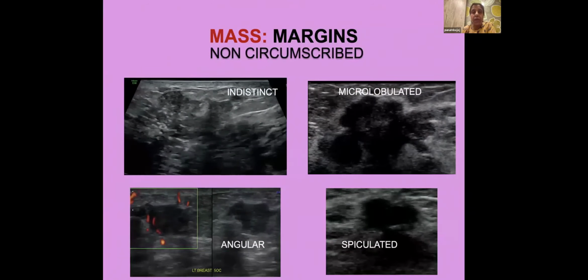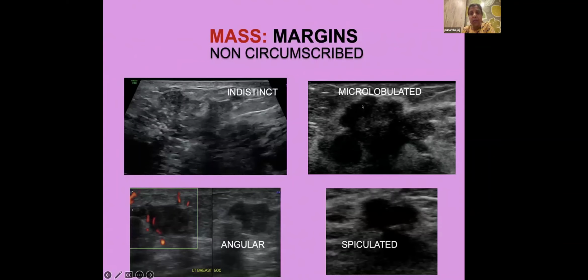Now, when the margins cannot be made out or they are not conforming to this abrupt transition, like we see in any of these cases, for example, this one, we just can't make out where the margin of the lesion is, then we have to further categorize and say whether they are indistinct, microlobulated, angular margins, or spiculated margins. Indistinct, as the name implies, means that we really can't make out the margins of the lesions. See the lateral sides, that will always give you a better idea.